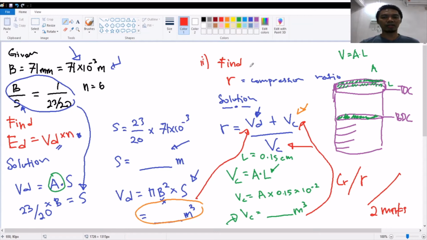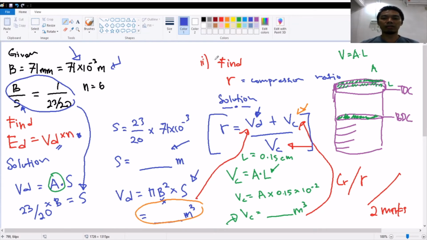Okay, question 2. Question 2, to find the compression ratio, with the symbol R. Okay, you're right, R is the compression ratio. And the solution here, where R equals VD plus VC divided by VC. This is basically the equation giving inside your knot. This is the basic equation giving you inside the knot.